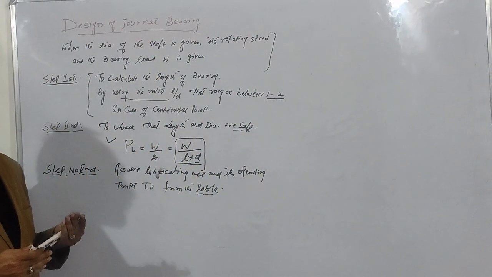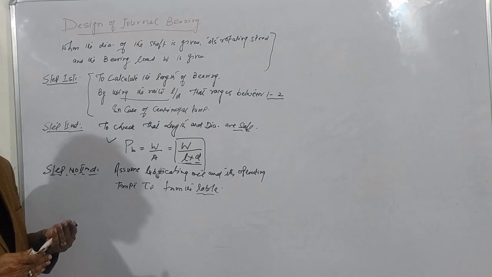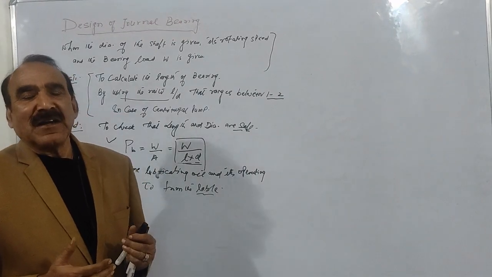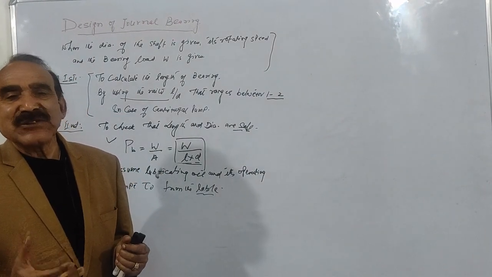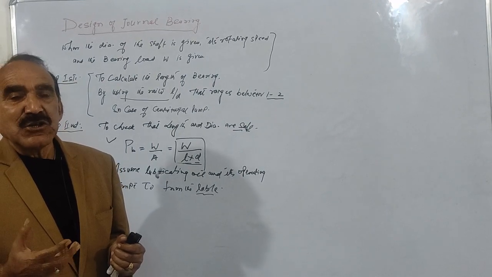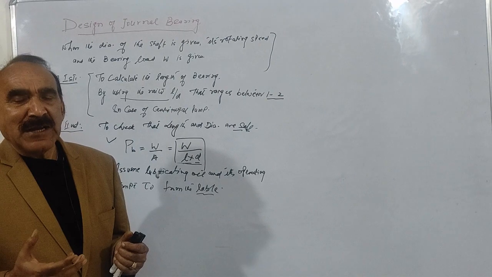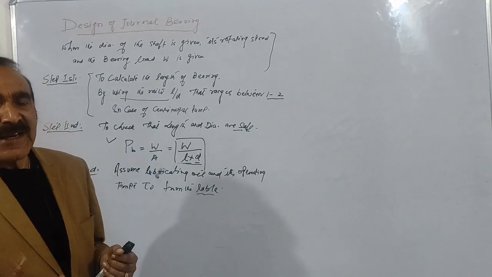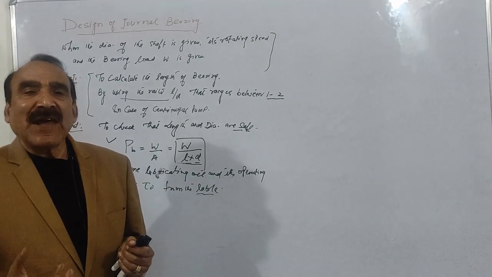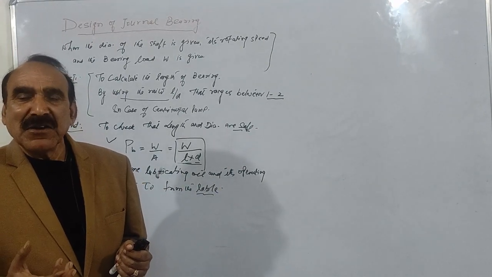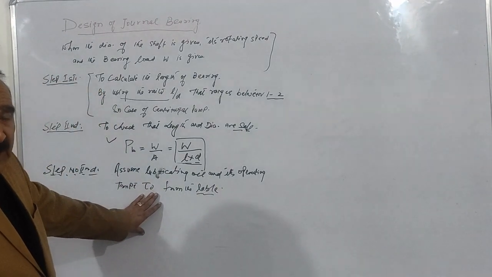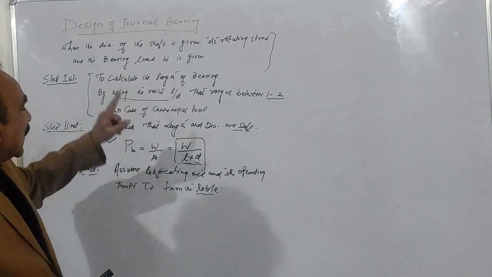Now what will step number 4 be? Step number 4 will be, you will calculate the bearing characteristics number, the value of Zn by P, right? You will calculate the value of the Zn by P bearing characteristic number, or you can say the operative value of Zn by P from the table, right? So first you will calculate Zn by P by using the relation.